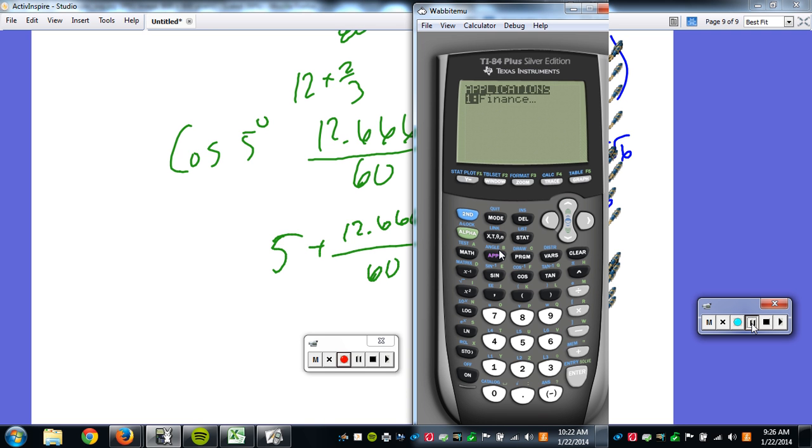Half, minute, notice there's no seconds there. Close your parentheses. Same answer, right? Okay, so just to know how to use that, that's basically what it's doing. Do you have a question on those?